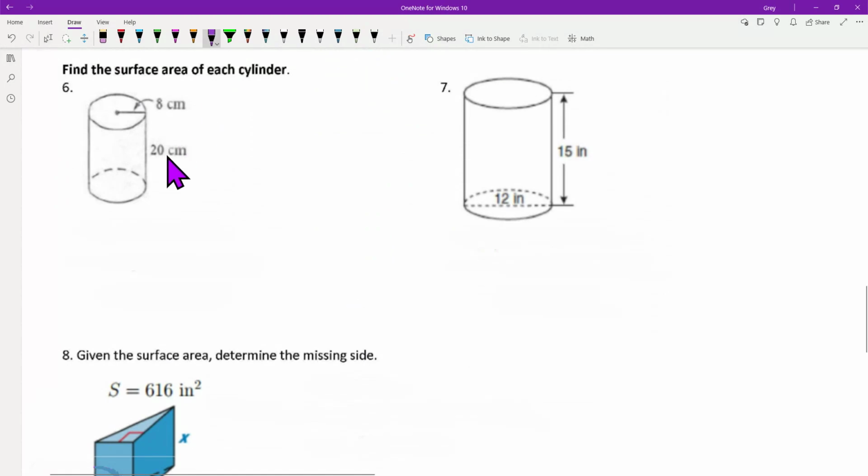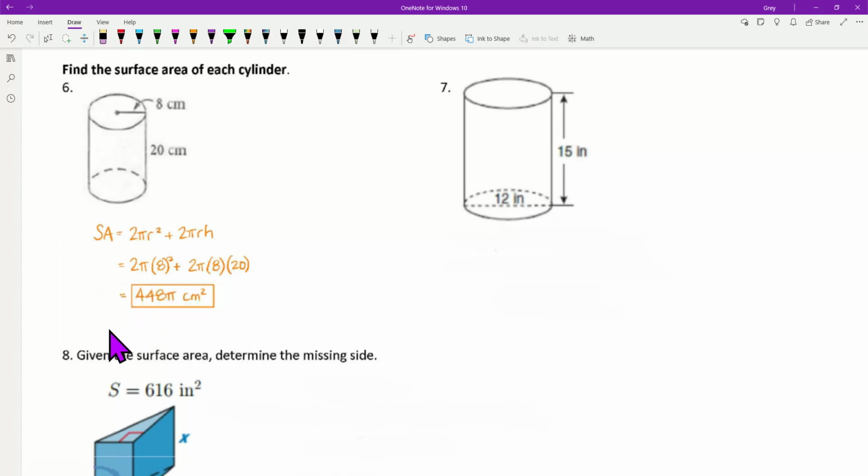So I've got a cylinder. Surface area is 2 pi r squared plus 2 pi r h. So when I plug it in, I just got to plug in for r. What is r? R is 8. So I've got an 8 here and an 8 there. And my height is 20. Okay? So again, make sure you can put it in your calculator. 64 times 2, 128. 16 times 20, 320, giving me a total of 448 pi square centimeters.